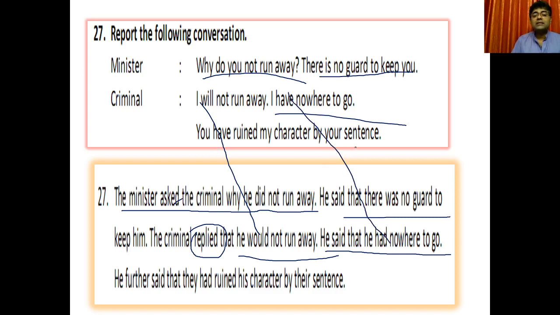You have ruined my character by your sentence. He further said that, or further blamed. It's a blame, isn't it? You could have used blamed also, no worry. But as I said, said is a general word, an umbrella term which can be applicable to any statement. You have has been changed into they because this you refers to all the ministers. Have, past tense, had ruined my character has been changed into his character. By your sentence has been changed into by their sentence. See, it's very, very easy. Only thing is that you have to be very, very careful.